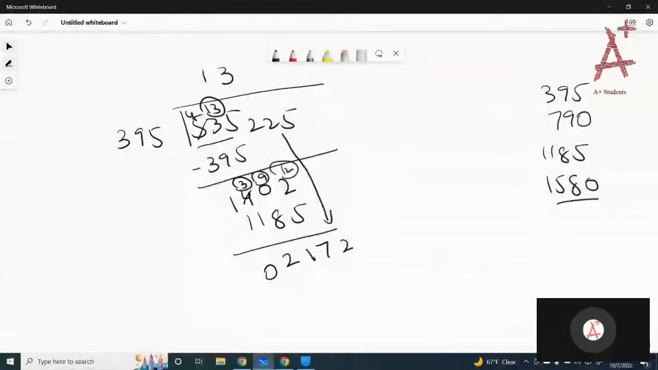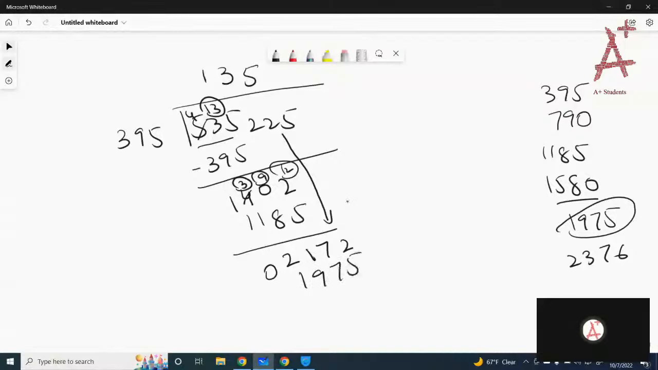Got it? Okay, let's just do 395 times 5. It is 1975, and 395 times 6, it would be 2376. So we can go for this one because 2376 is greater than 2172. So we can go for 395 times 5 is 1975. Got it? Just subtract them.